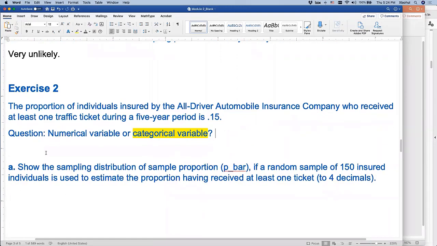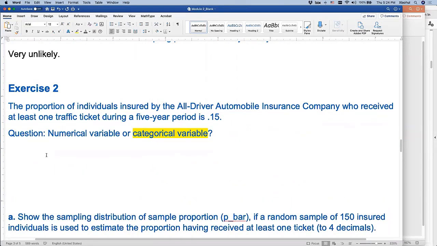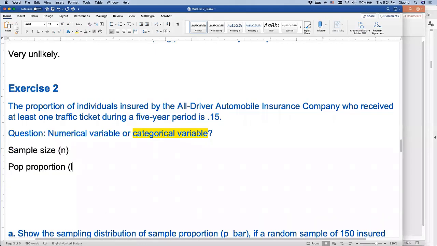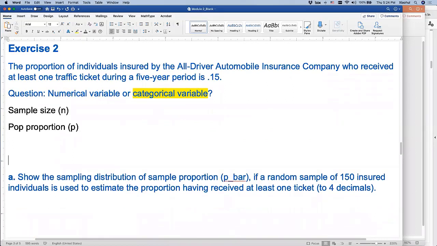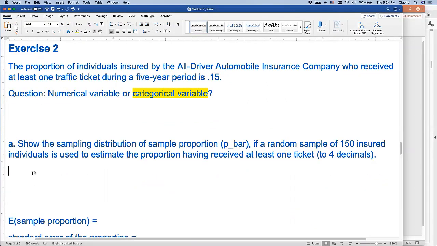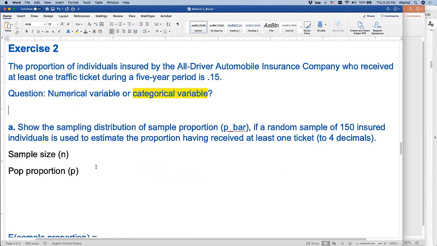Before we jump into the question, what I like to do is write out a bunch of information, for example, sample size. What is the sample size here? Do we have a sample size? Probably not at this part, but you can go to part A. 150, right? So small letter n is 150.